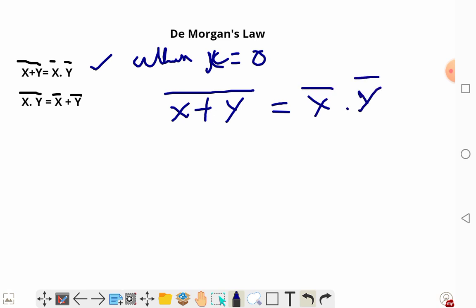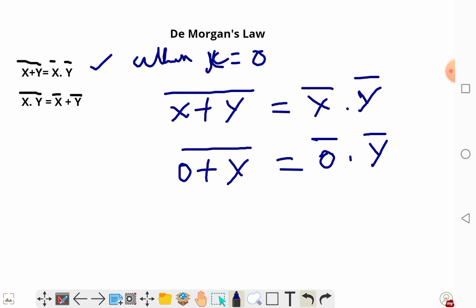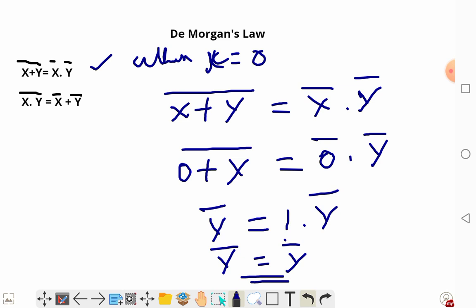What is the value of x? X is 0. So 0 plus y whole dash is equal to x dash, which is 0 dash, into y dash. Now 0 plus variable is that variable, y dash, and 0 dash is 1. 1 into what we have, y dash, 1 into variable is the variable y dash, which is equal to y dash. LHS is equal to RHS.